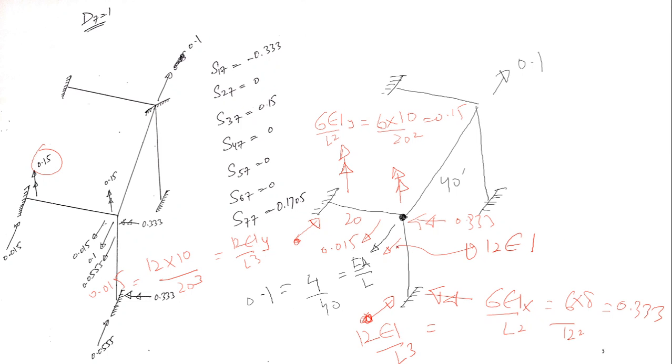Now the thing is, I have to find the magnitude of this. So I have to apply x here: 12EIx divided by L cube. It means 12 into 8 divided by the length of this column, 12 cube. So it comes out to be 96 divided by 1728, which is 0.055. And it would be the same.